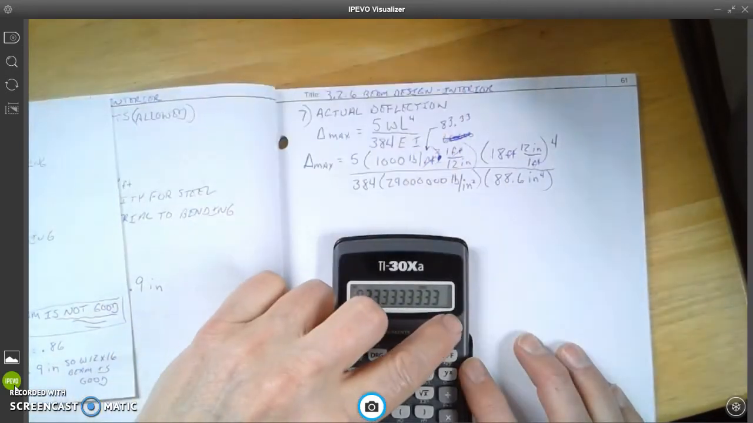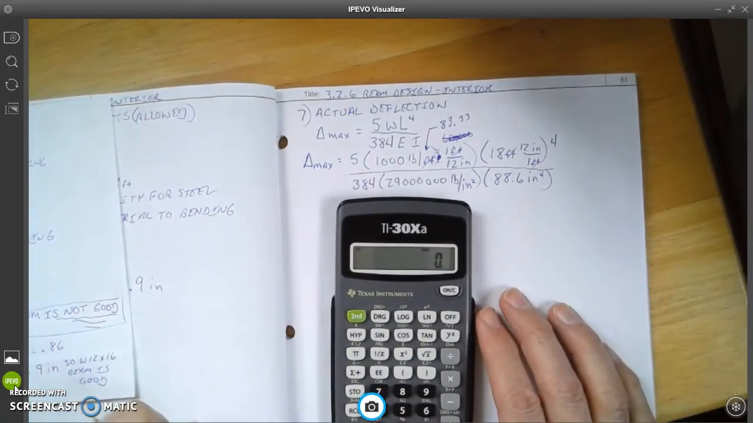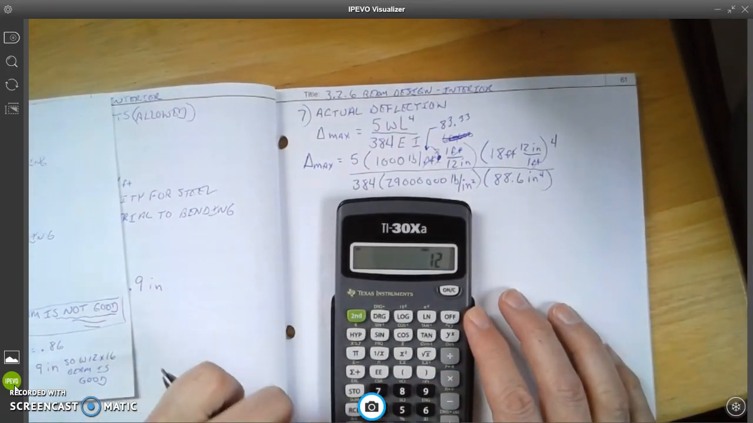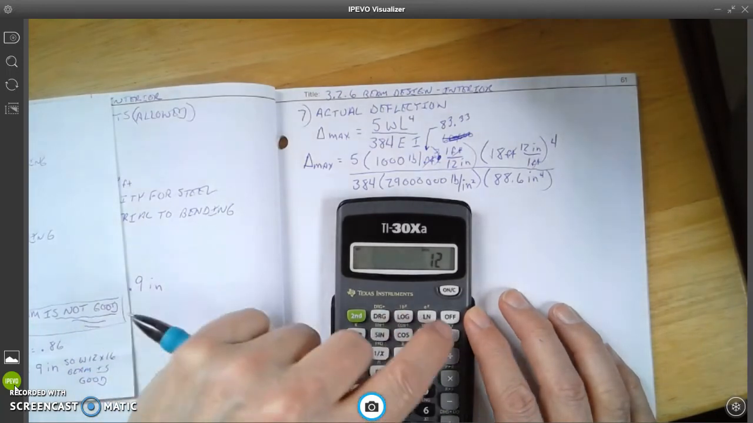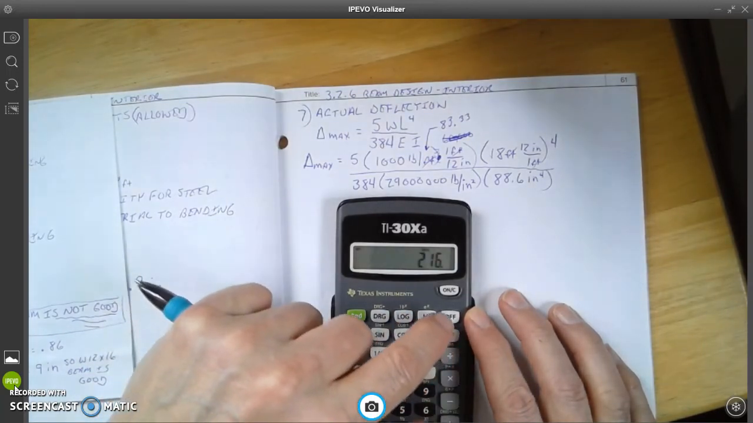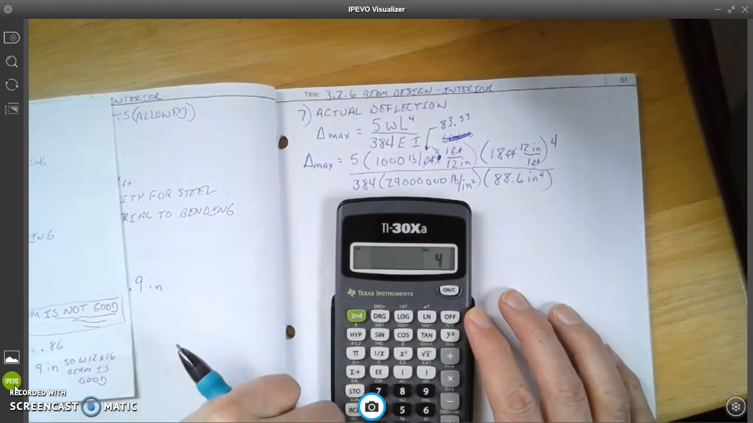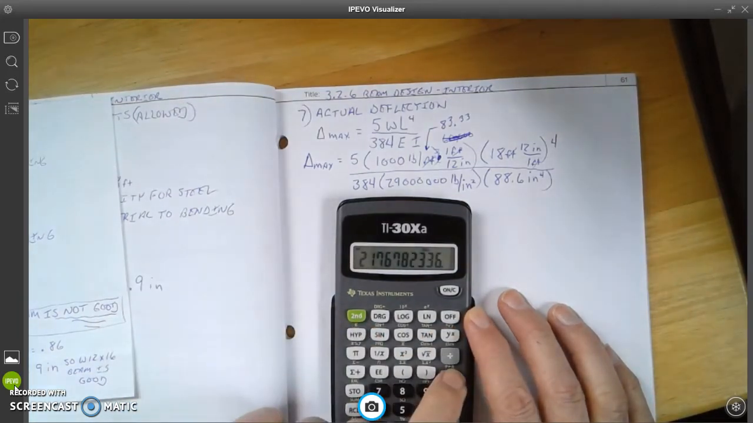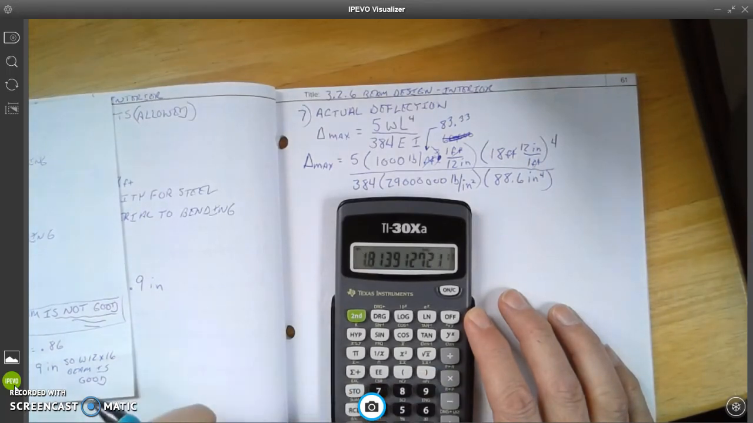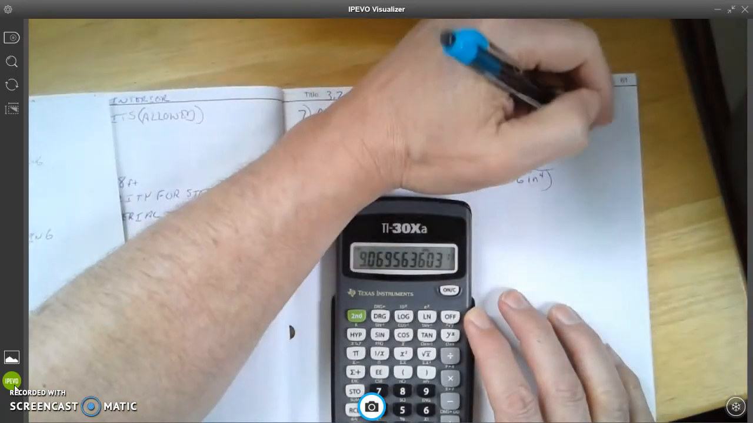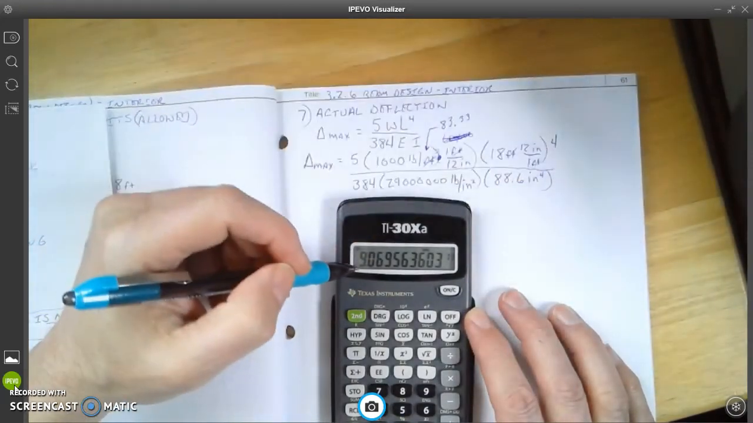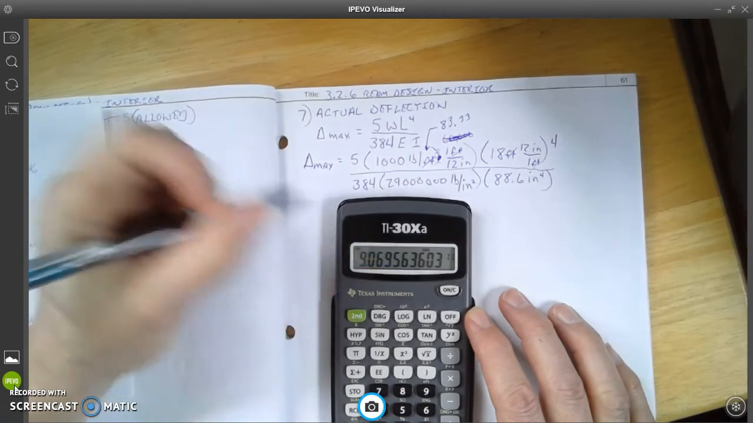Okay, so cancel that. Now I'm going to take my 18 times 12 equals, I'm going to raise that to the fourth, that equals that value right there, which is a very big number. I'm going to multiply that times 83.33 times 5, and I get a value of 906,956 and so on, to the 11th.